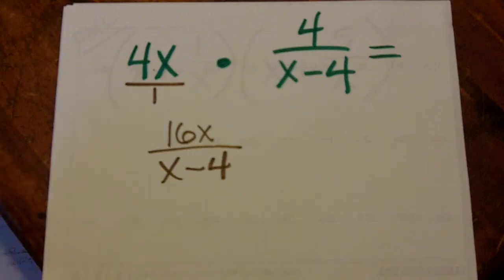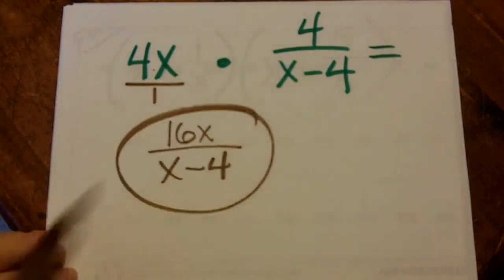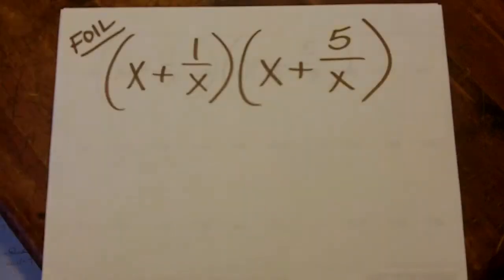There's nothing else I can do. There's no factors I can get rid of, and so that is my final answer. Let's look at a different kind of problem that you're going to have. Now your book is going to show you these problems and expect you to solve these two different ways.